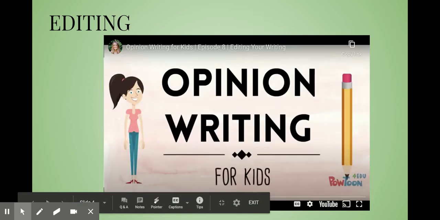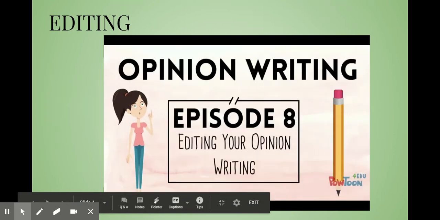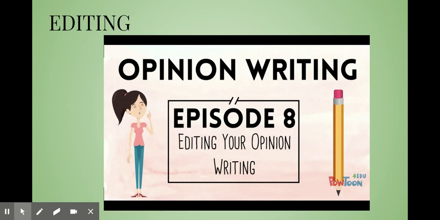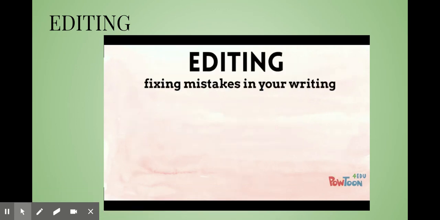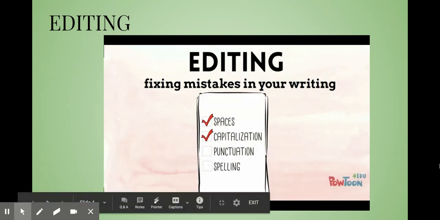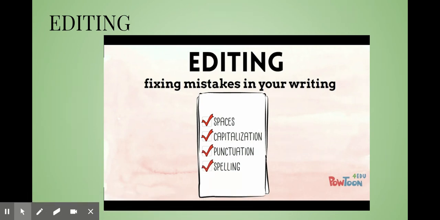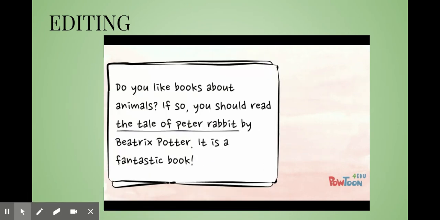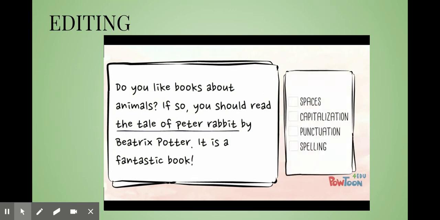Opinion Writing for Kids, Episode 8, Editing Your Writing. Editing means fixing mistakes in your writing. You will check to make sure you have spaces between each word, correct capitalization, correct punctuation, and your best spelling. Let's start with my first page of writing. I will use a checklist to make sure I am checking each item on my list.